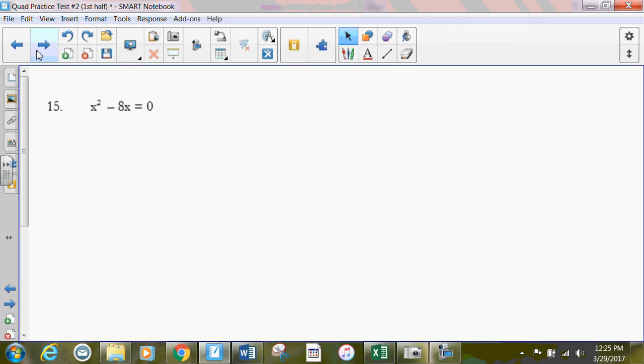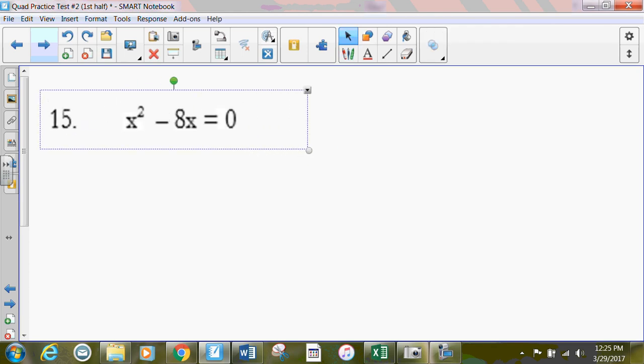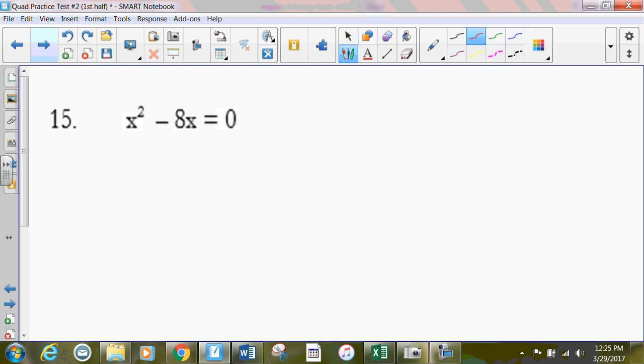Okay, number 15. I believe that we solved one like this in the quadratic one. Sometimes factoring is not going to look like when we factor a trinomial, right? When we just have a binomial, factoring is going to look different. And so with that, we're looking for our greatest common factor. Remember that from middle school? Is there anything in common with x squared and with negative 8x? And we can see that they both have an x in them.